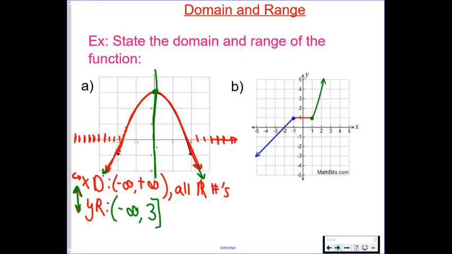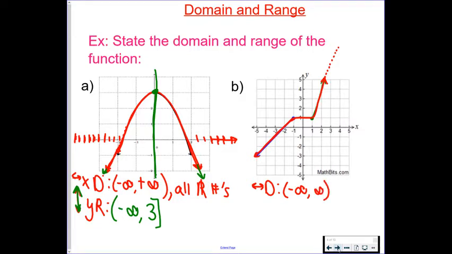Let's try another one. So looking again at domain and range. Domain, remember we look left to right. It's our x values. So as I look at my graph, how far left does it go? Well, it goes forever to the left because of the arrow, so it goes from negative infinity. Then as I go to the right side of my graph and I move to the right, it's got another arrow, so it's going to keep going to the right, which means it goes to positive infinity.